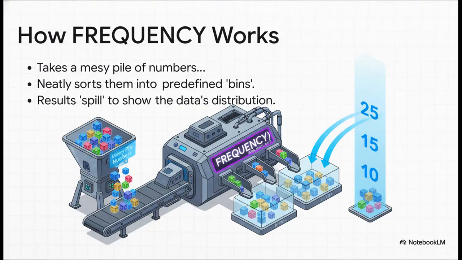So how does it actually work? Well, it's pretty brilliant. FREQUENCY takes that messy pile of numbers from your data array. It then goes through every single number and sorts it into the correct category, or bin, that you set up. In modern spreadsheets, the results then just spill out into the cells right below your formula, instantly creating a summary table for you. In one single move, you get a perfect overview of your data's distribution.